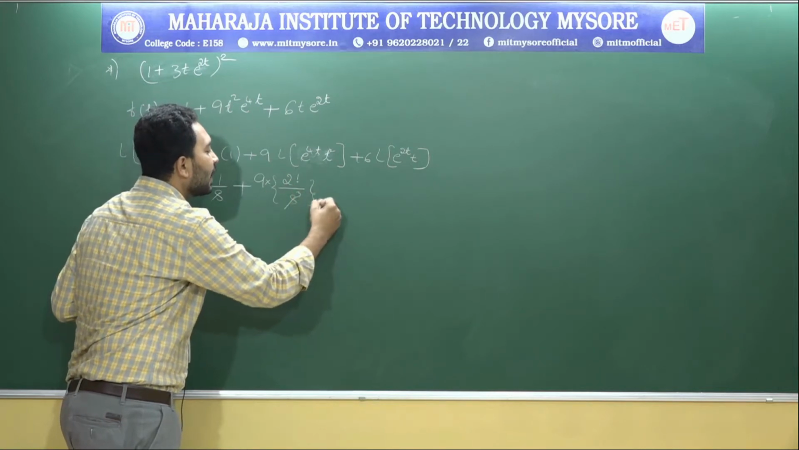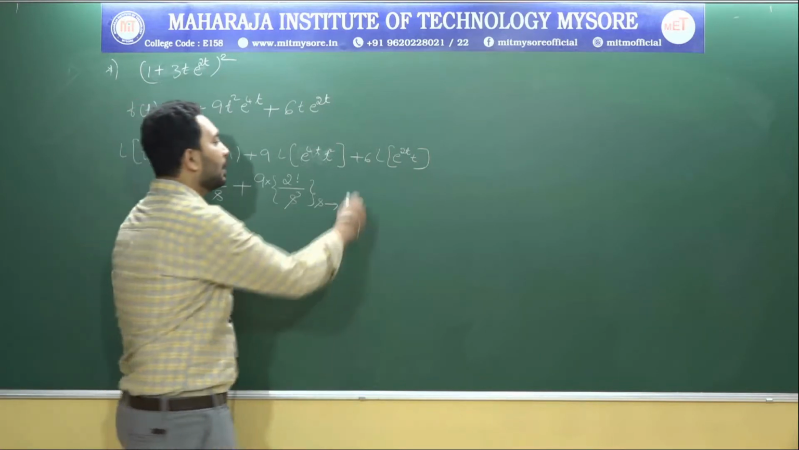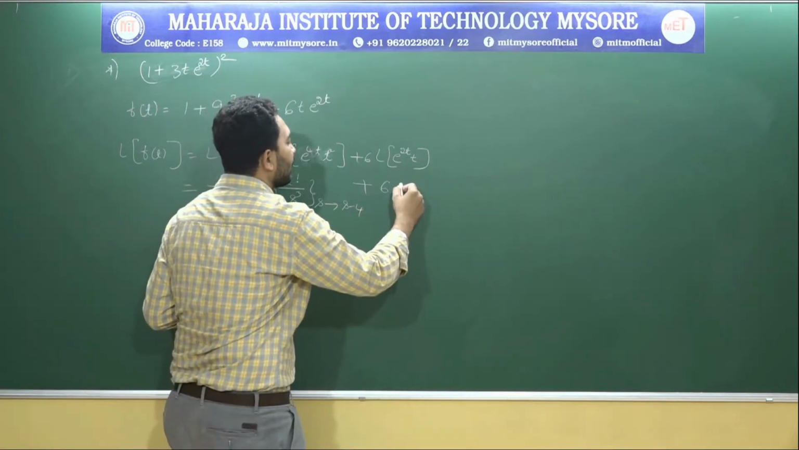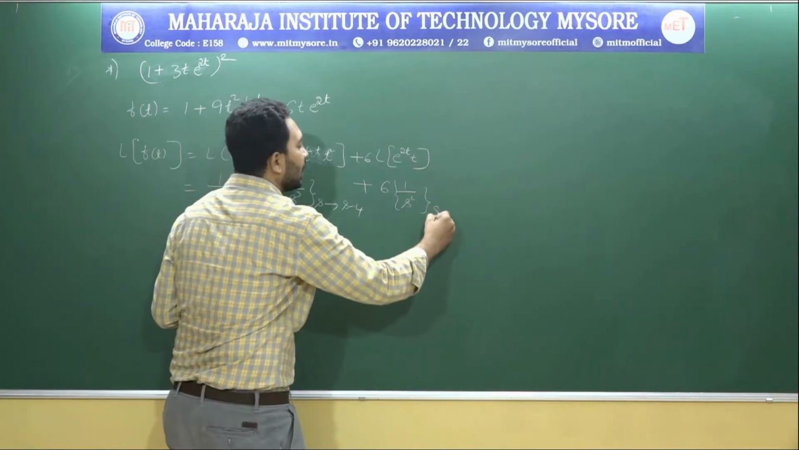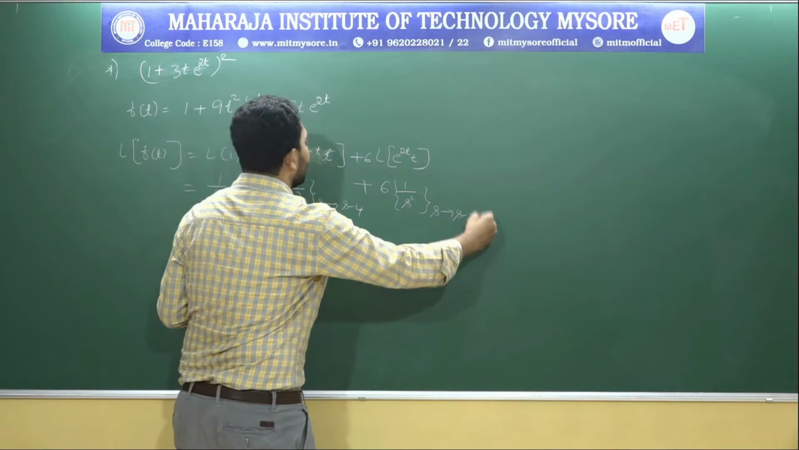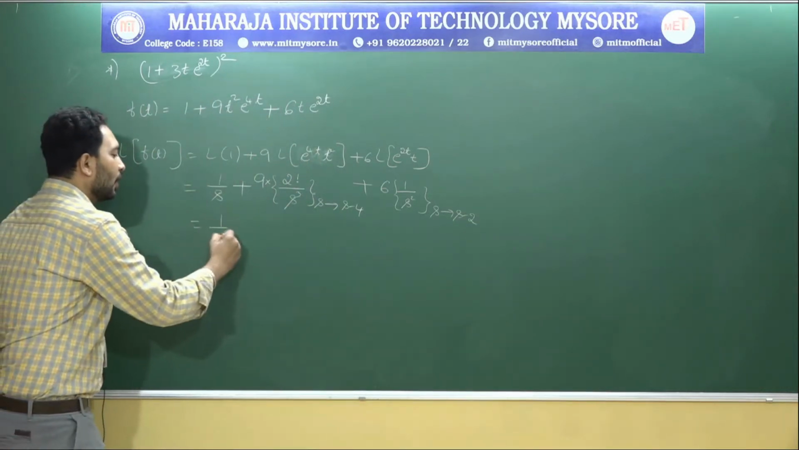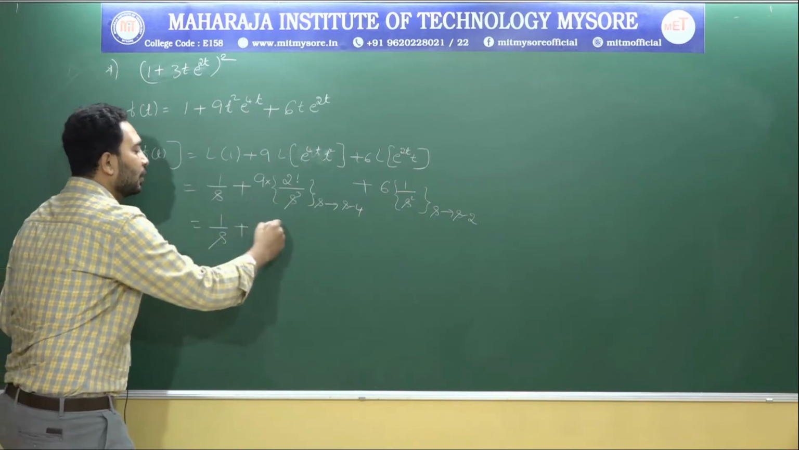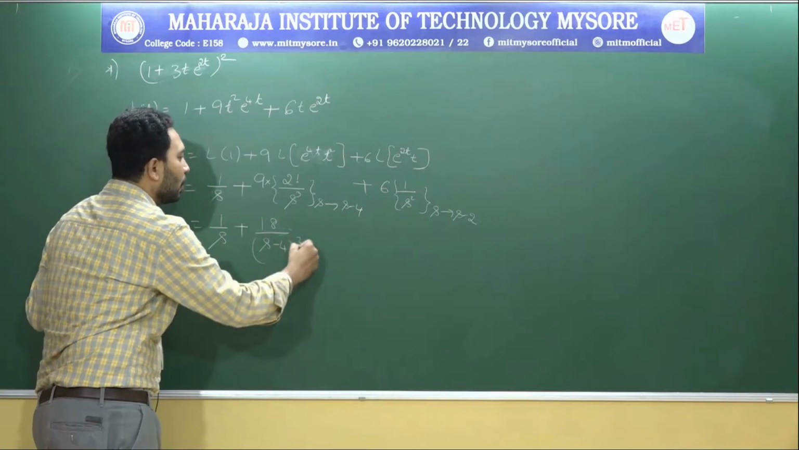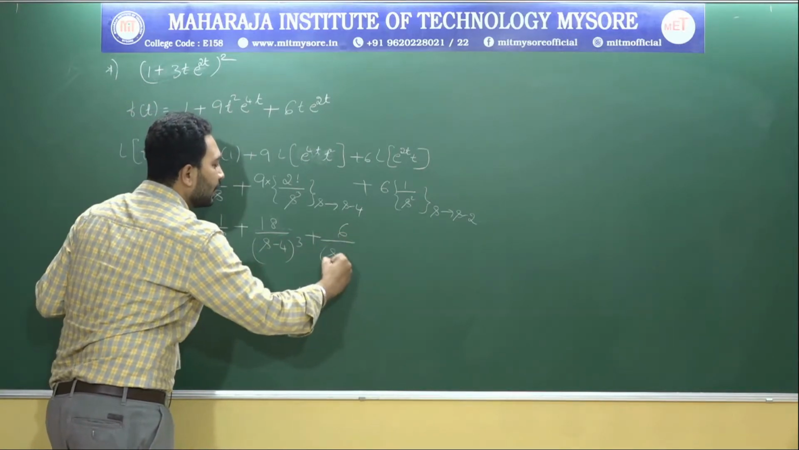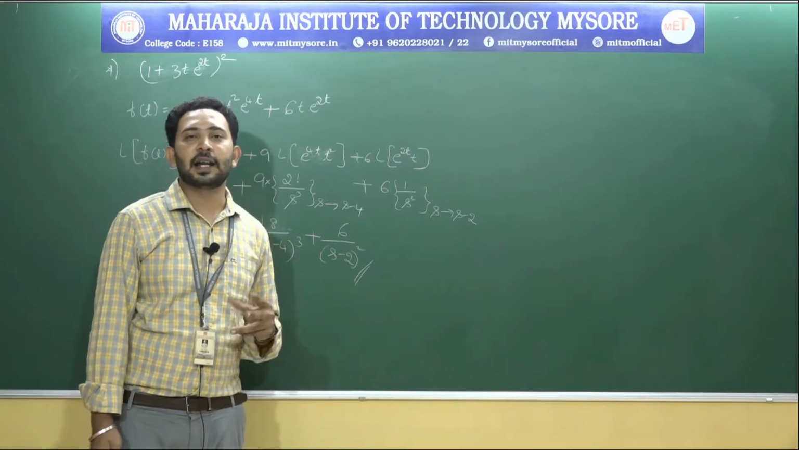Now we need to replace s by s minus 4, shifting property, plus 6 into Laplace of t, it is 1 divided by s square. We have e power 2t, so replace s by s minus 2. Then we get 1 by s plus 9 into 2, 18 divided by s minus 4 whole cube plus 6 divided by s minus 2 whole square. This is the required result.